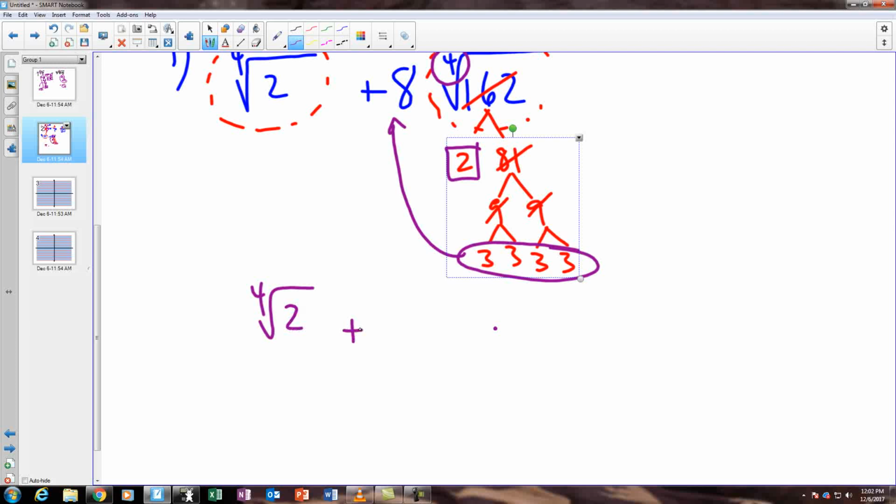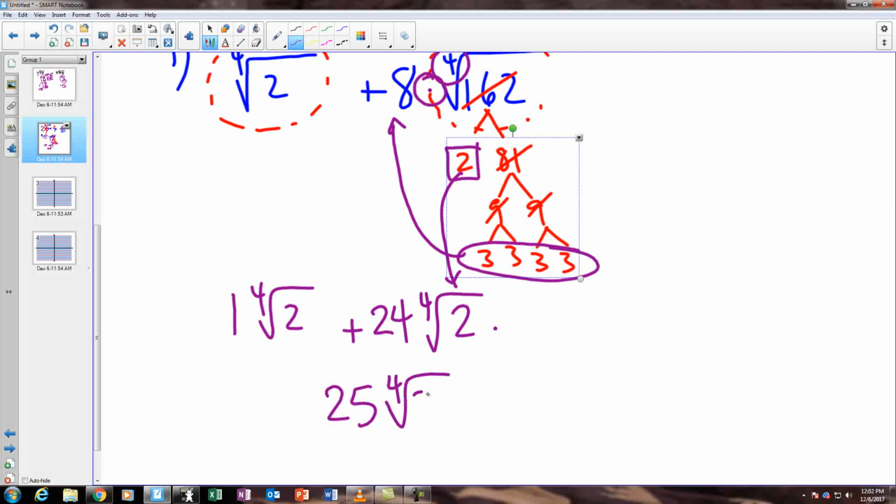One of the big questions is, how does this 3 connect with the 8? Well, if I think about what math symbols exist right in here, it would be a multiplication symbol, so I'm going to multiply these together. 8 times 3 is 24, and I'm left with a 4th root of, the only leftover piece was 2. Now my two roots match, and if you can imagine, this is like 1 root 2 plus 24 root 2. That should just add up to give me 25 4th root of 2.